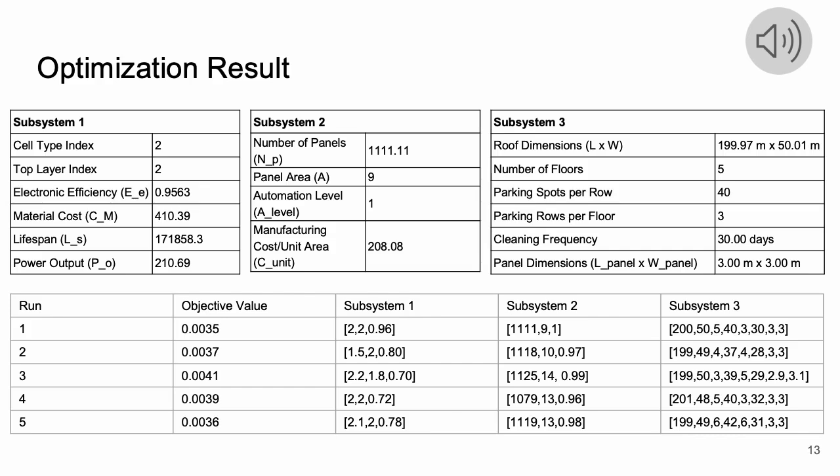The table at the bottom compares all 5 optimization runs. While each run uses different initial guesses, the resulting objective value remained low and consistent, ranging from 0.0035 to 0.0041. This shows the optimization was stable and converged to a robust solution.